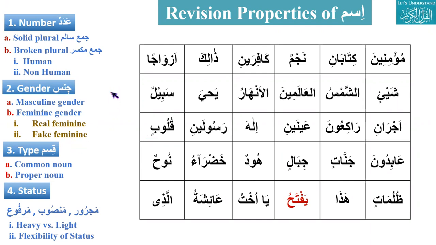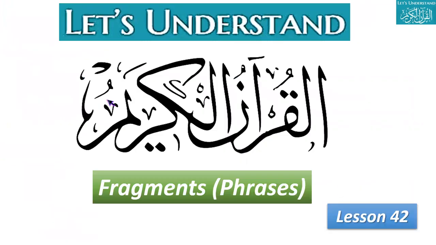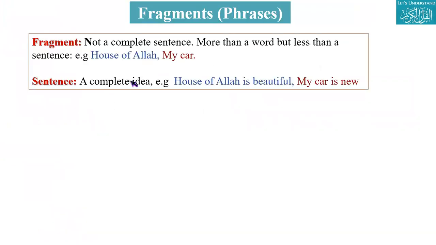Very good. Thank you. Okay, let's go back to the fragments. There are 5 fragments. Musab, can you please say the 5 fragments? The first is mudaf ilayh. The second is sifa mawsuf. The third is jar majroor. Fourth is nawasibul ism. The fifth is ismul ishara mushara ilayh.